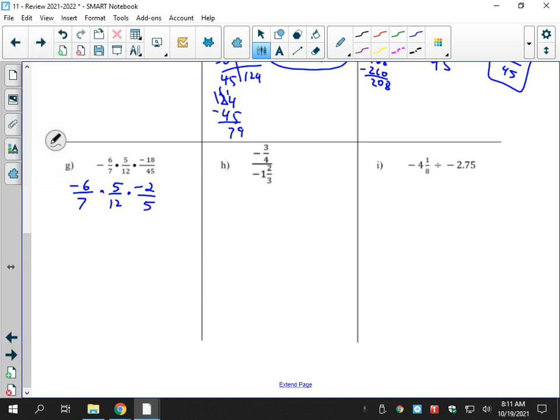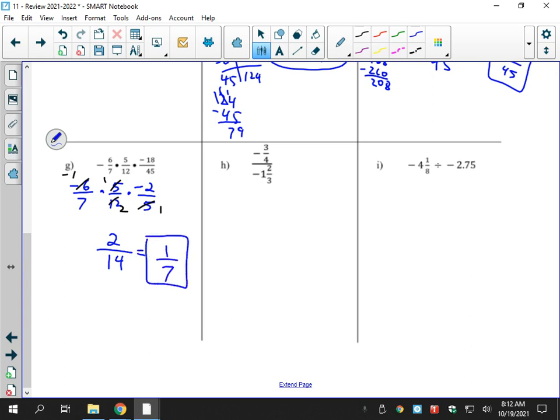Okay? So now we look for cross canceling. First thing that pops up to me are the 5s. 5 divided by 5 is 1. 5 divided by 5 is 1. And then the negative 6 and 12. Common factor is 6. 12 divided by 6 is 2. Negative 6 divided by 6 is negative 1. And now we can just multiply straight across. Negative 1 times 1 is negative 1 times negative 2 is positive 2. 7 times 2 is 14 times 1 is 14. Right? Oh, we can reduce to 1/7.